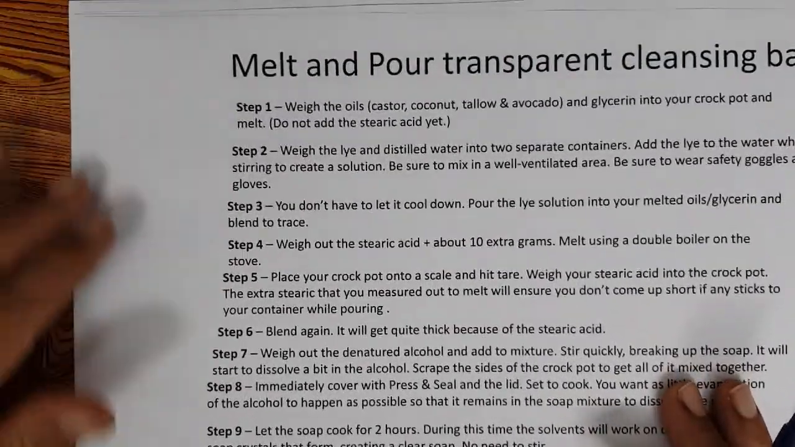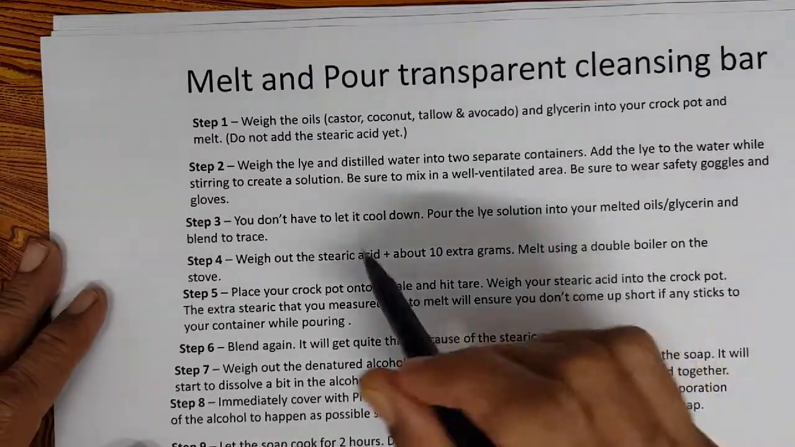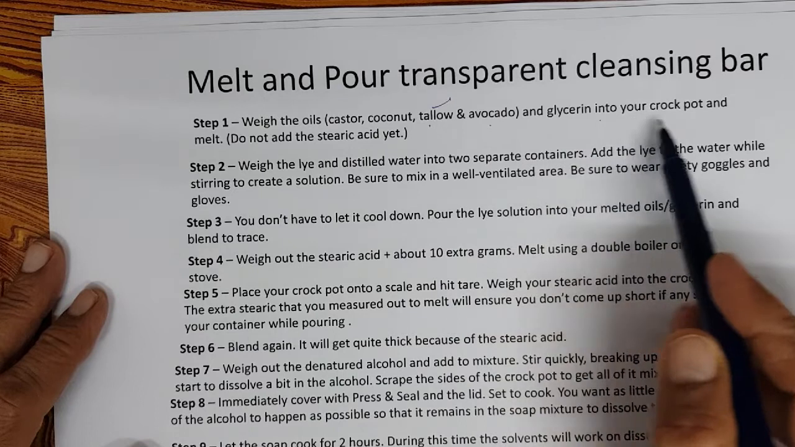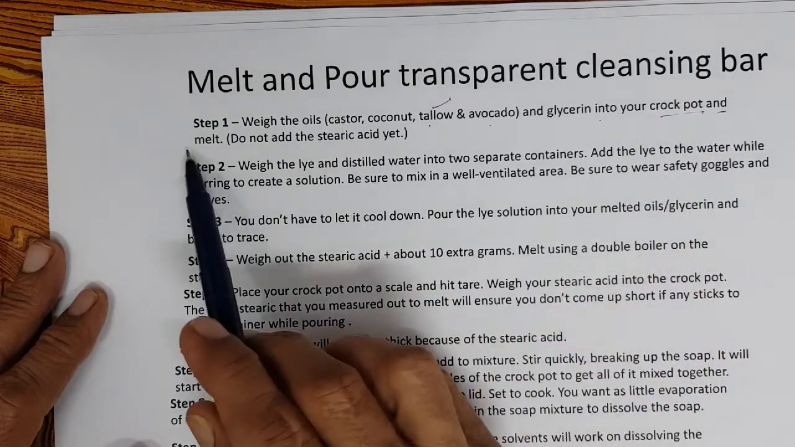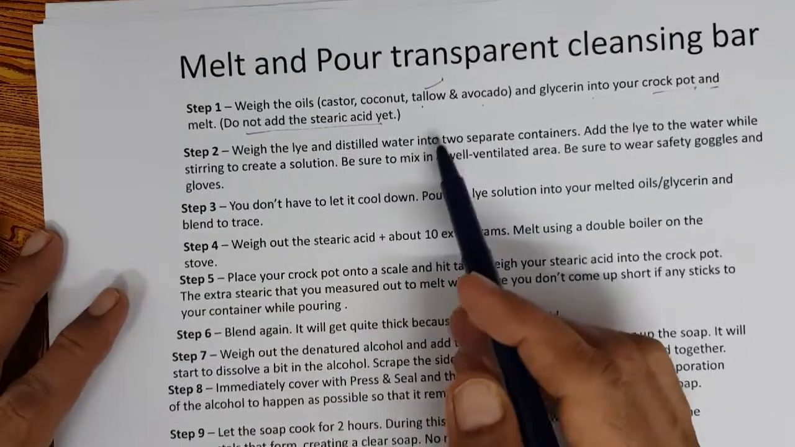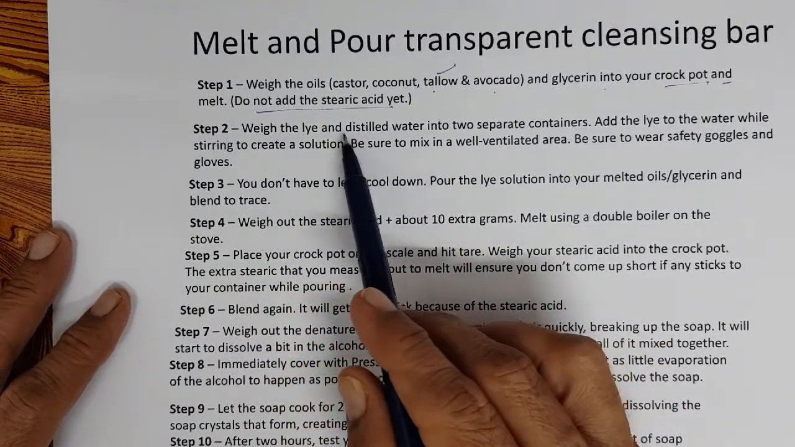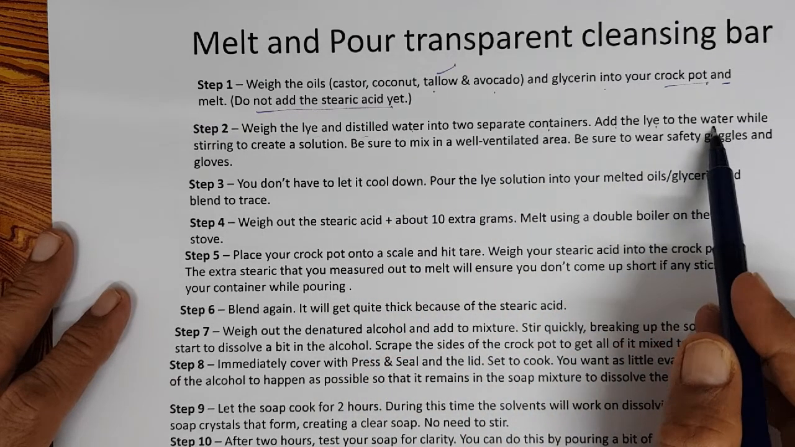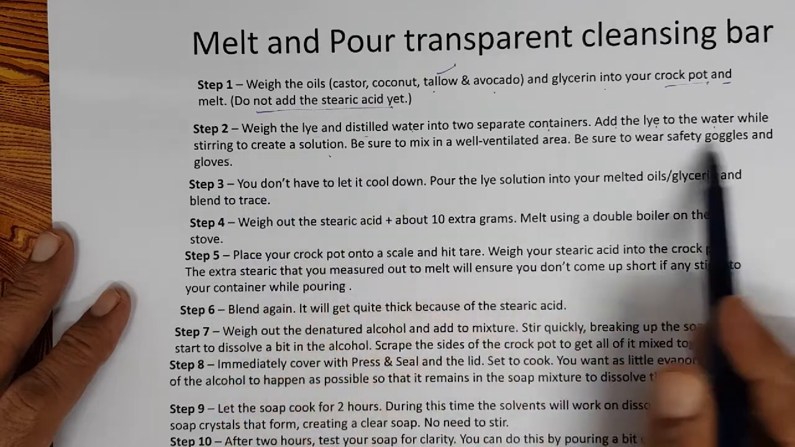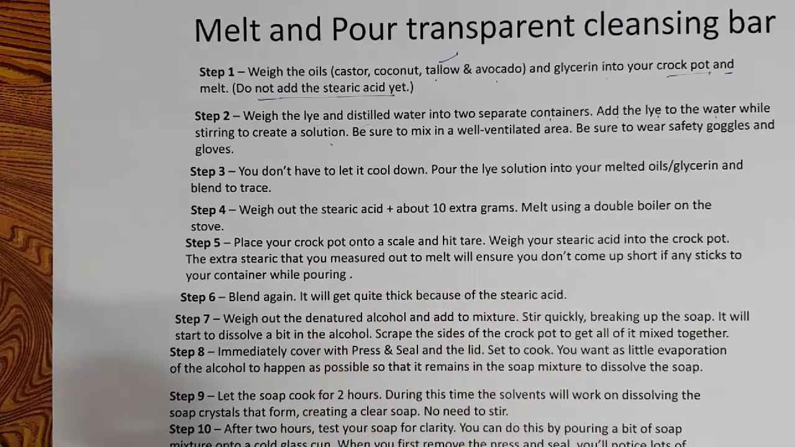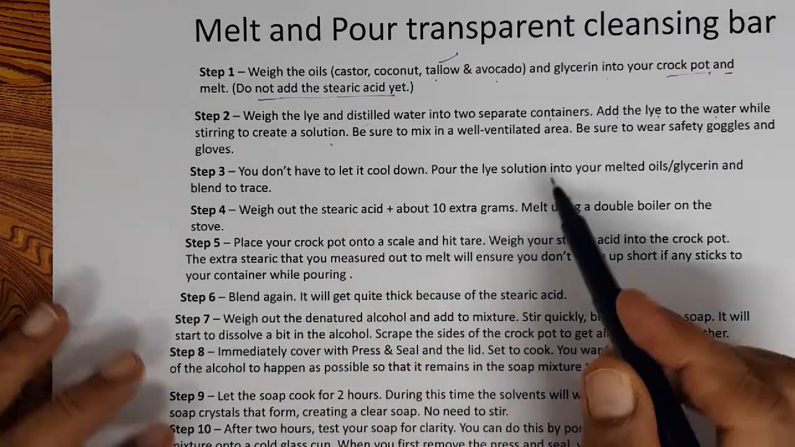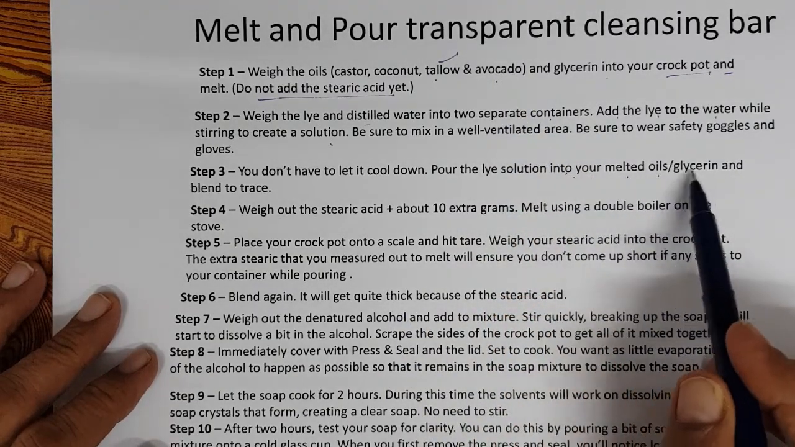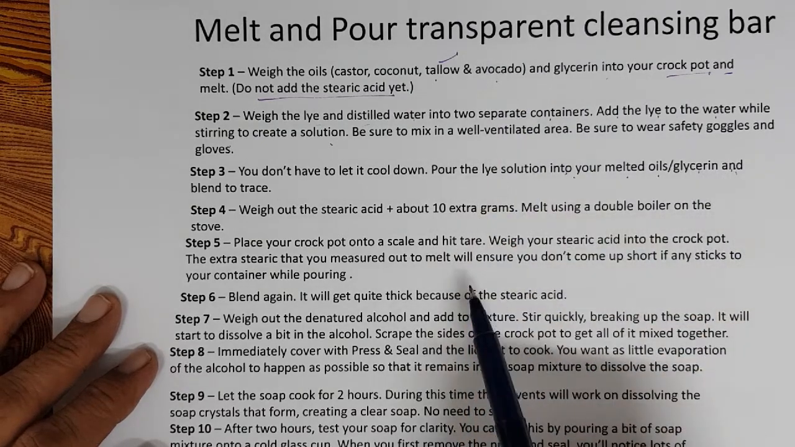So now what happens? Weigh the oils, castor oil, coconut oil, vegetable fat, avocado oil and glycerin into a crock pot and melt. Do not add stearic acid yet. Step 2, weigh the sodium hydroxide lye and distilled water into 2 separate containers. Add lye to water while stirring to create a solution. Okay, make sodium hydroxide solution. You need not cool the lye. You can add the lye into your melted oils and glycerin, right here.